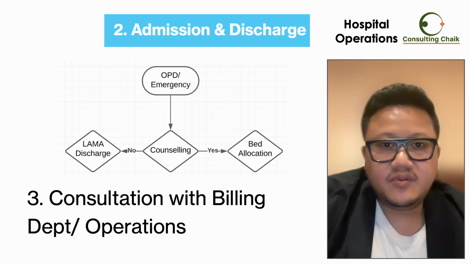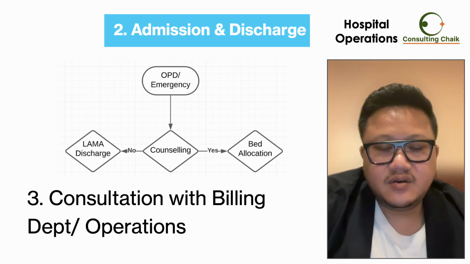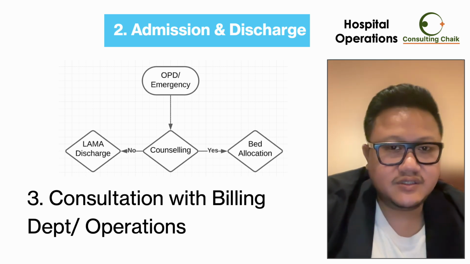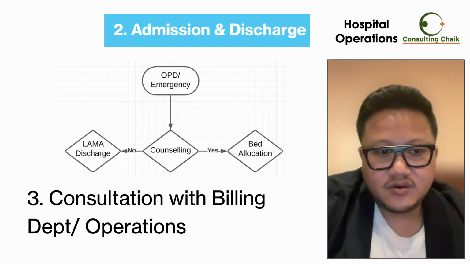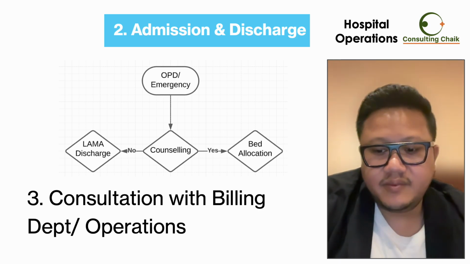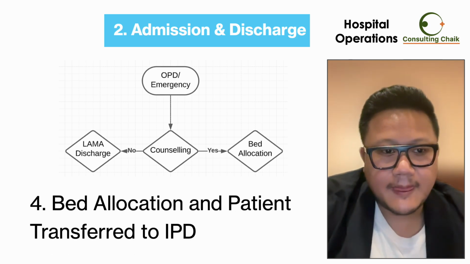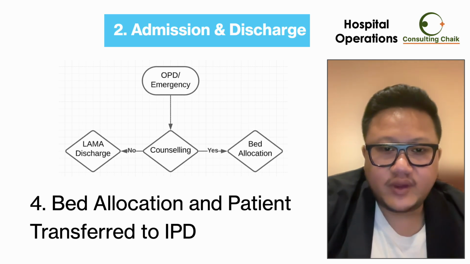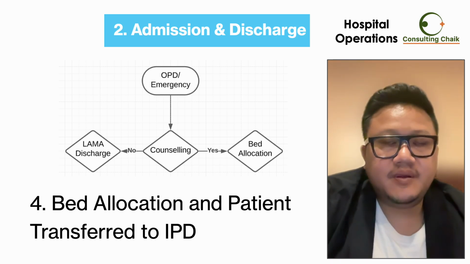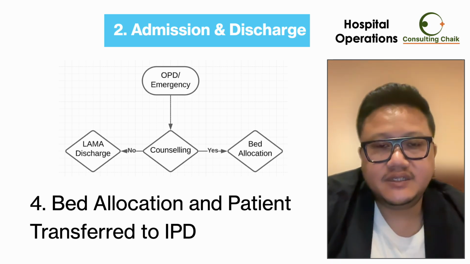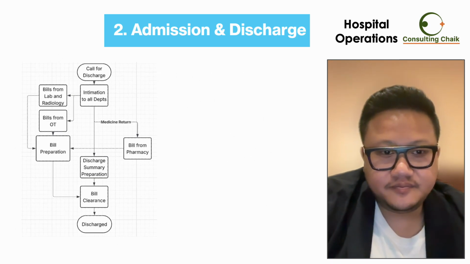So depending upon the size of the hospital, it can either have an operations department with whom the patient counsels, or simply the billing department, they counsel the patients and then the patient decides. So once it is decided, bed is allocated, and once bed is allocated, they prepare the bed and then the patient is transferred to IPD.